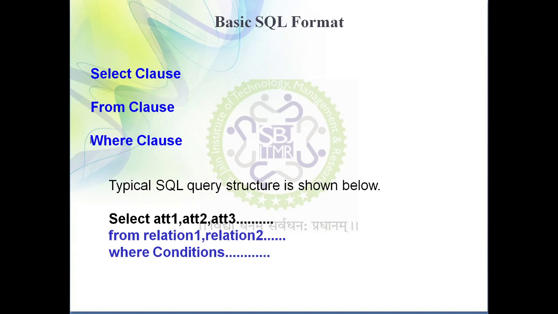Then the second clause is the from clause. From clause is used to specify the table from which you need to fetch your data. You can fetch your data from a single table, or from multiple tables. Generally we use a join operation whenever we are dealing with multiple tables, but other options are also available. Then the third one is the where clause.